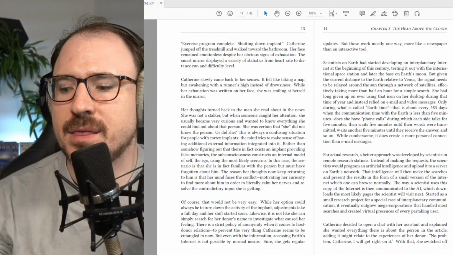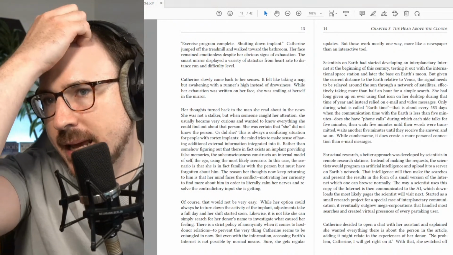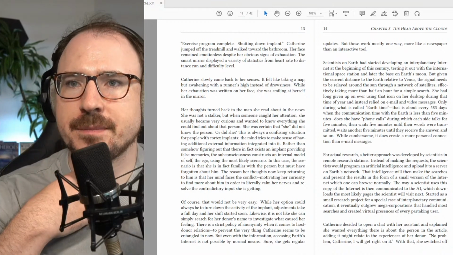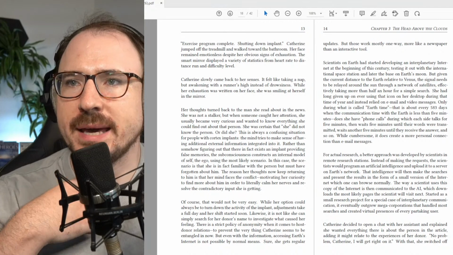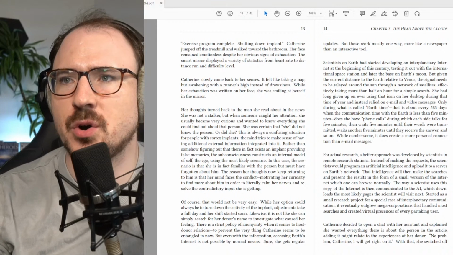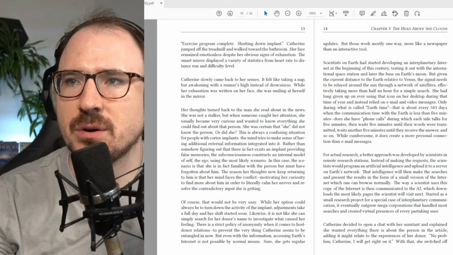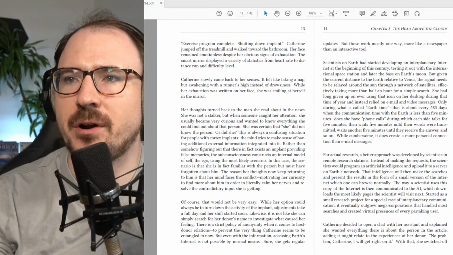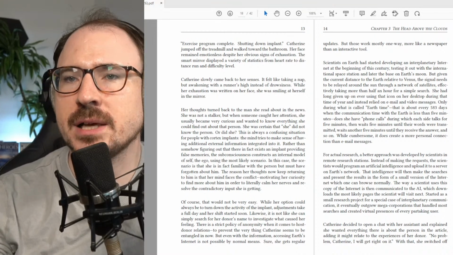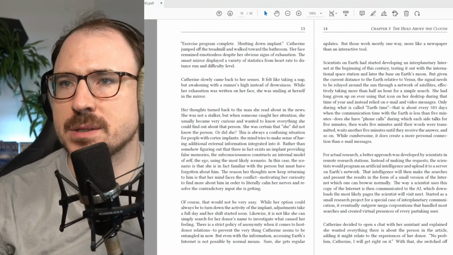So we ended the last with the exercise, and now we jump basically after the exercise. One important thing, but I'll explain it after I read it. "Exercise program complete, shutting down implant." Catherine jumped off the treadmill and walked toward the bathroom. Her face remained emotionless despite her obvious signs of exhaustion. The smart mirror displayed a variety of statistics from heart rate to distance run and difficulty level. So here we could put in some technology exposition. That is, I think, fine.